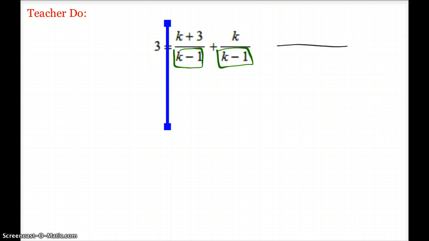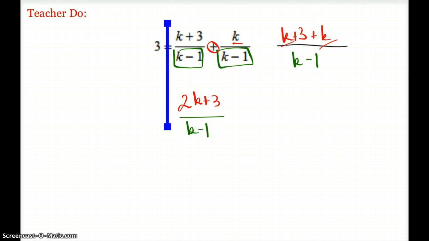K minus 1 on the bottom, and K minus 1 here and here. Across the numerator, we'll have K plus 3, and then K plus 3, and then a positive K. We'll combine our like terms, K and K. I'll have 2K plus 3, and our denominator is K minus 1.